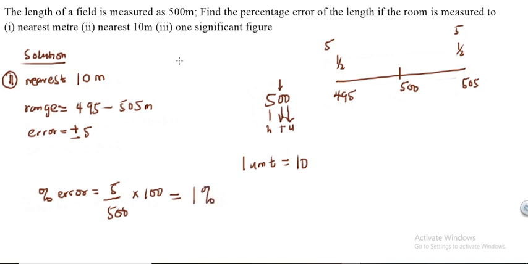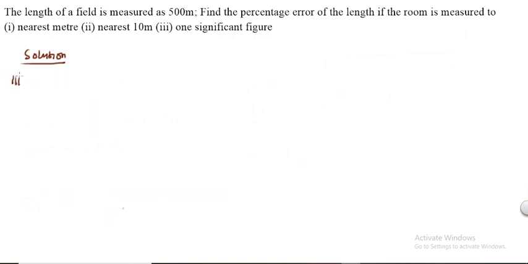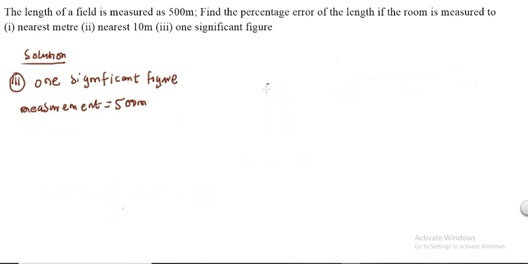Now, for the last example, you can pause the video and try to solve it yourself. But before I do that, I would like to clean up space. So for the last example, we are told to find the percentage error when we are dealing with one significant figure. So the measurement, remember, is 500 meters. If we are dealing with one significant figure for 500 meters, the number that we care about is the first number. Now, 1 unit of this number is simply equal to 100.